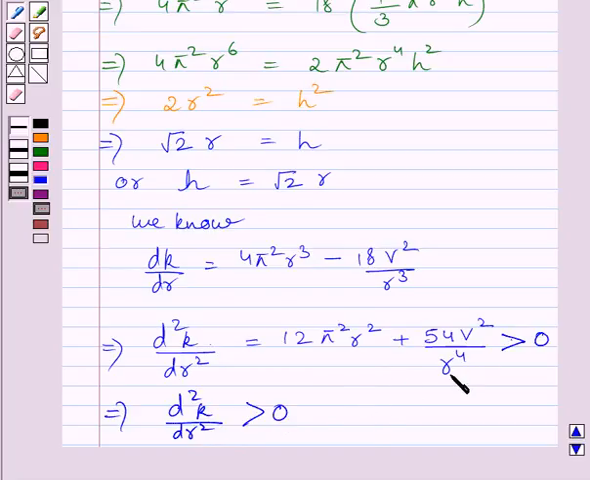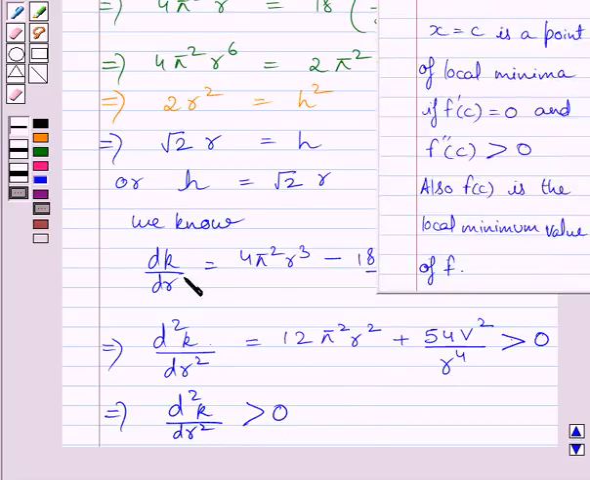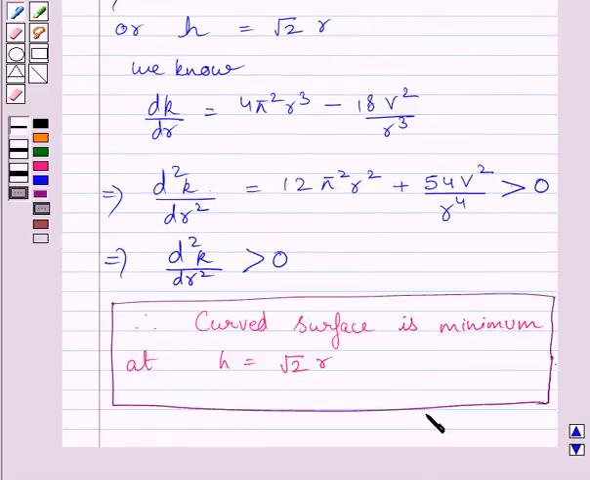Now clearly we can see dK upon dR is equal to 0 for this value of H and also, d square K upon dR square is greater than 0 for this value of H. So, this implies that curved surface area is minimum at H is equal to root 2 R. So, this is our required answer.